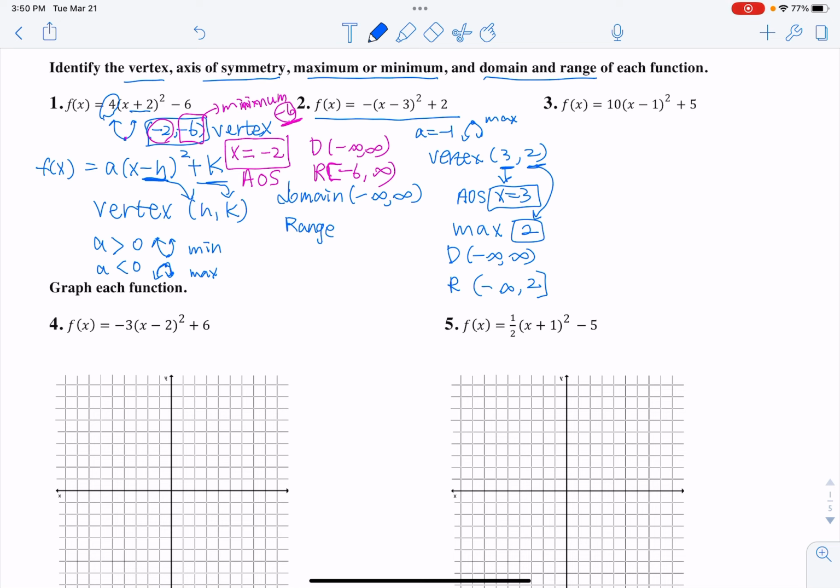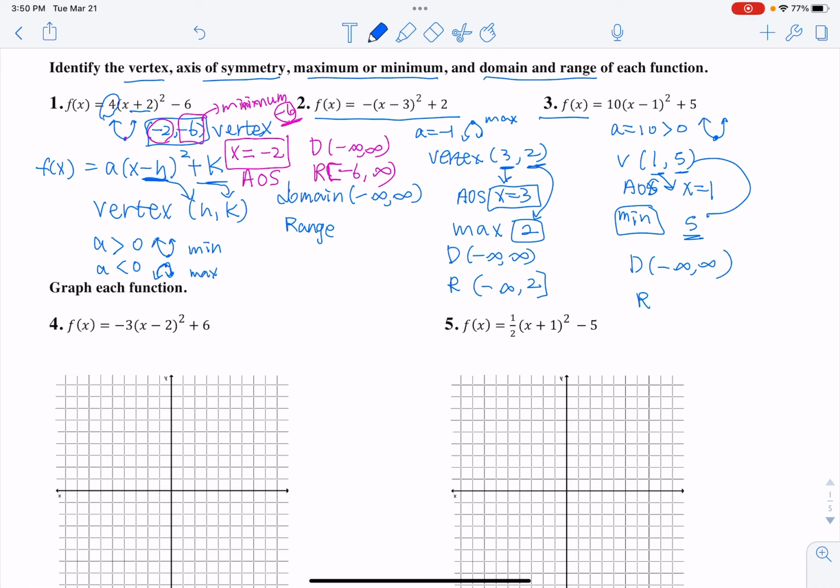That's what I do. And then number 3, the a value is 10, which is positive, so it will open upward and has a minimum value. The vertex will be (1, 5), so the axis of symmetry will be the x value, x = 1. And that y value represents either the maximum or minimum. Since this graph opens upward, it will give you a minimum value, minimum as the y value 5. The domain will be negative infinity to infinity. The range will be, since it's a minimum value, from the minimum value to infinity.